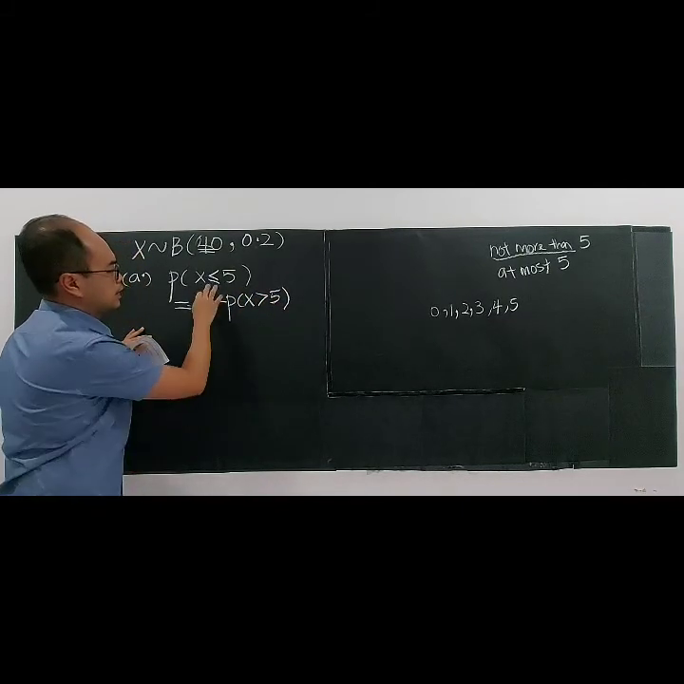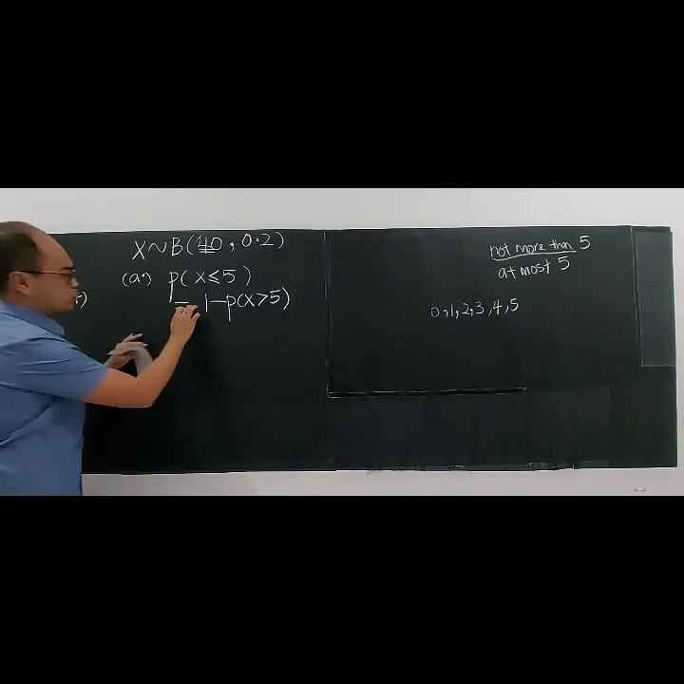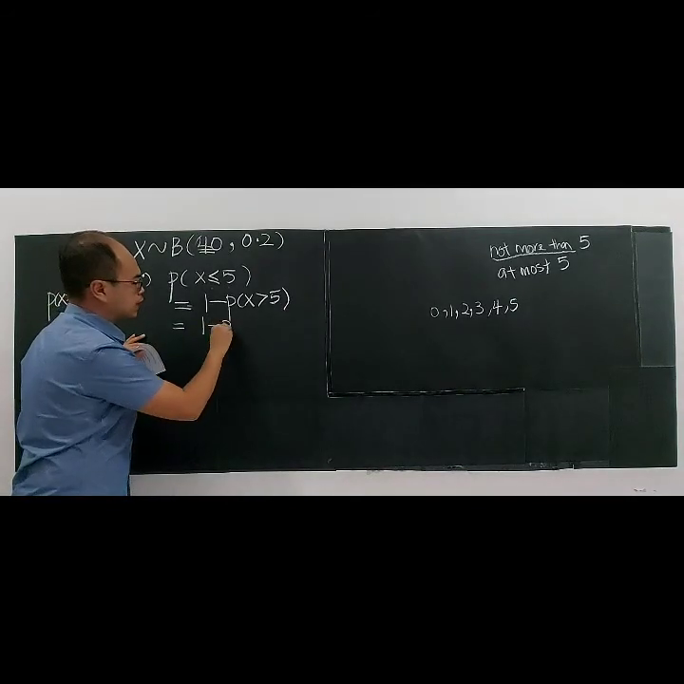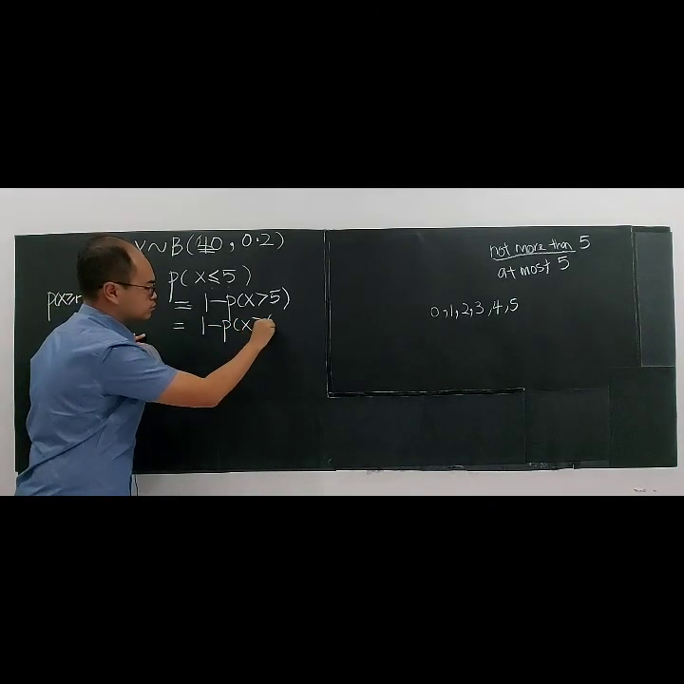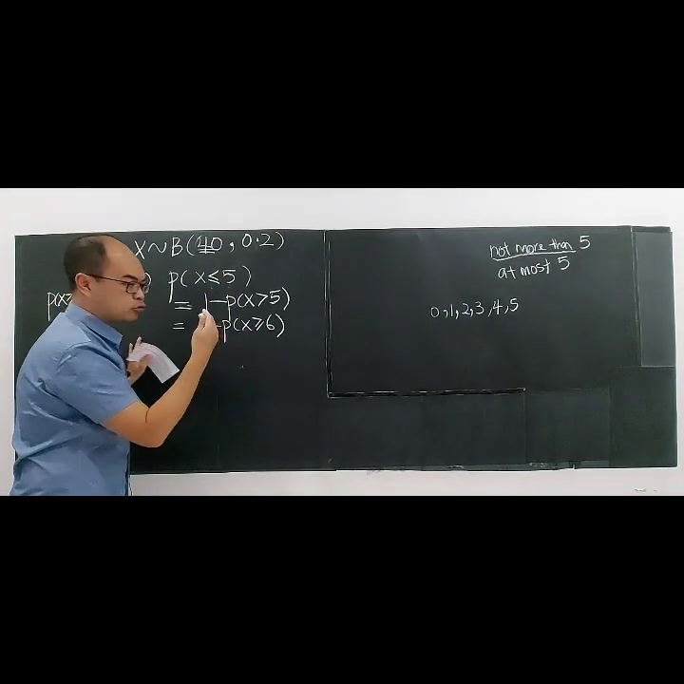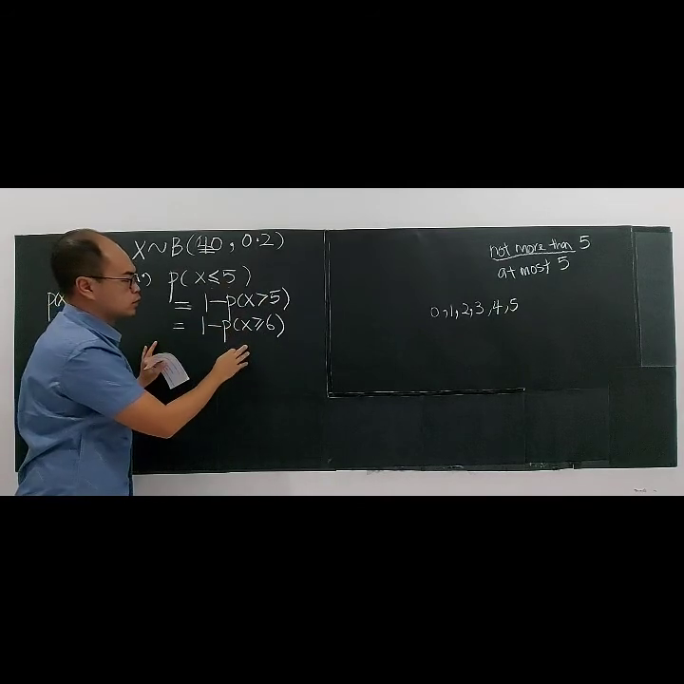Less or equal 5 means x greater than 5. So, okay, you can refer to the video where I talk about this. So 1 minus P(X) greater or equal 6. Sir, why is it this way? You have to refer to the video that I talk about how to use the statistical table to find this.